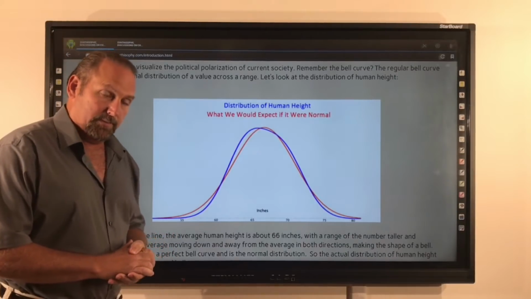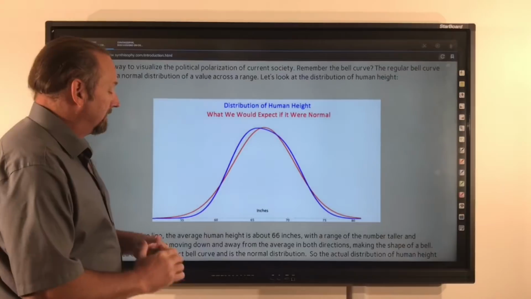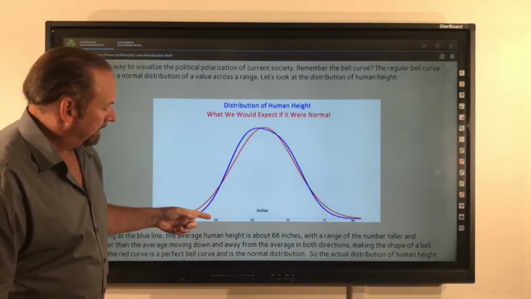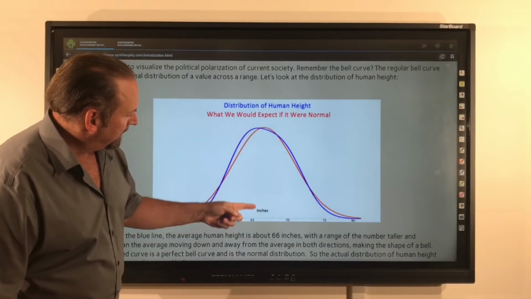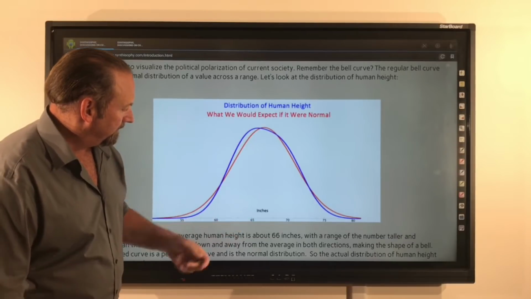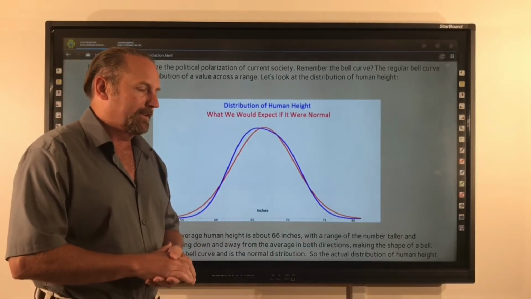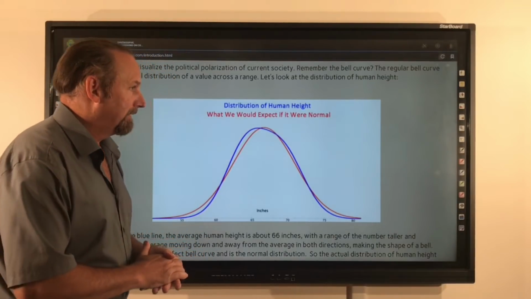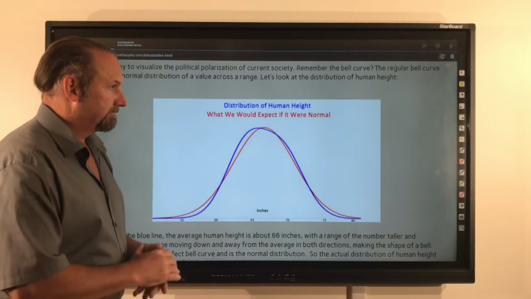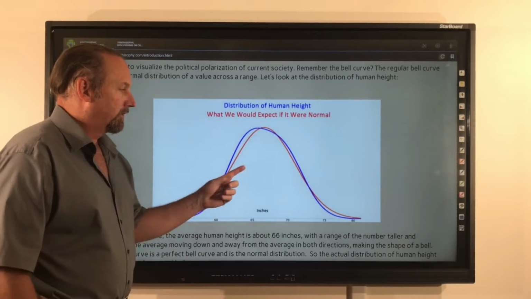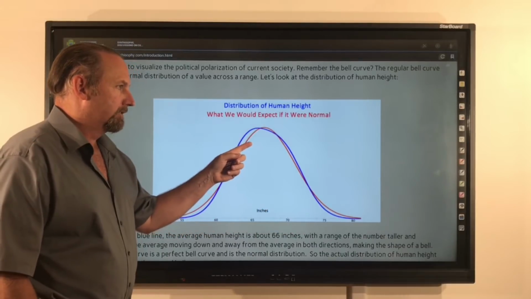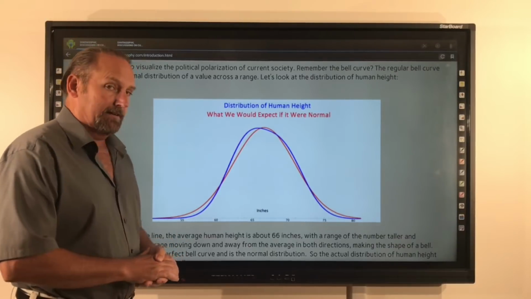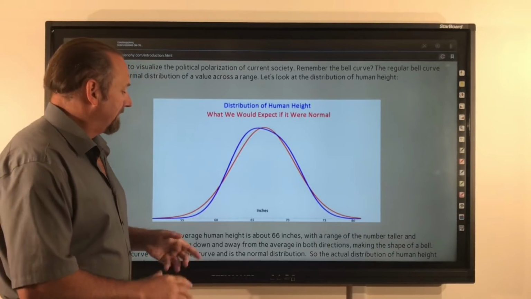Let's look at the distribution of human height. Looking at the blue line, the average height is right about here. That looks to be 66 inches, which is 5 feet 6 inches? Yes, that's the average height, 5 feet 6 inches. That's the average. It's right in the middle, with a range of the number taller and shorter than average, moving down and away from the average in both directions, also making the shape of a bell.